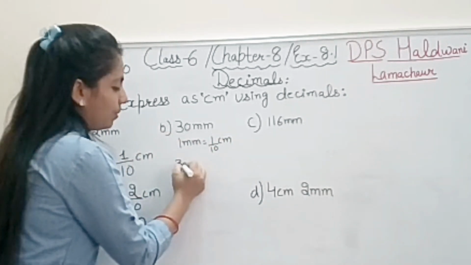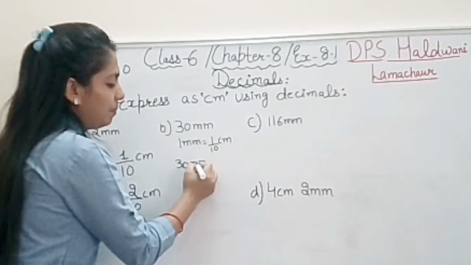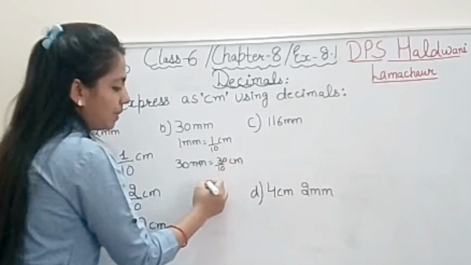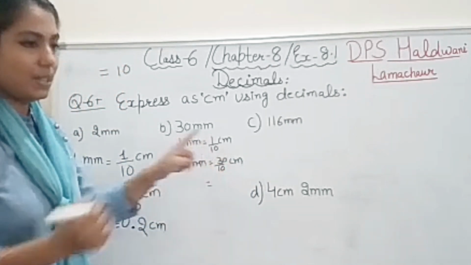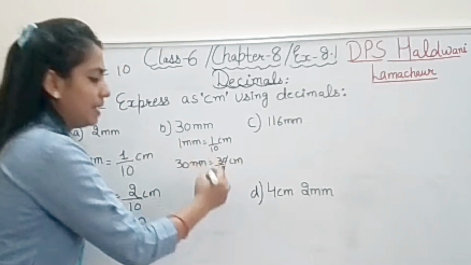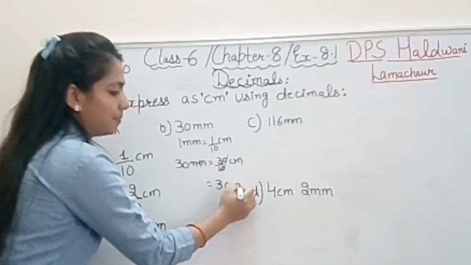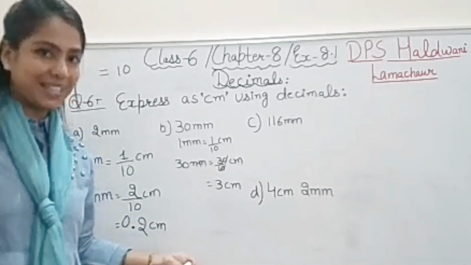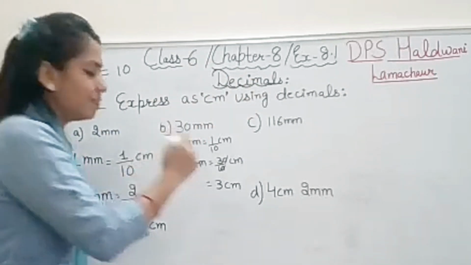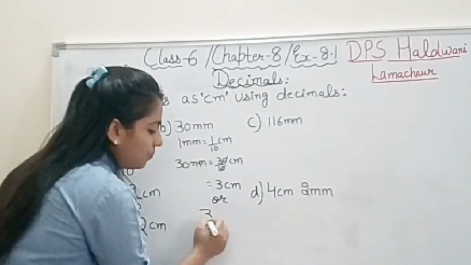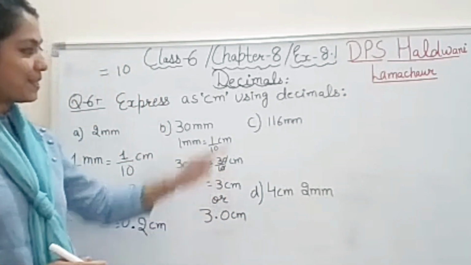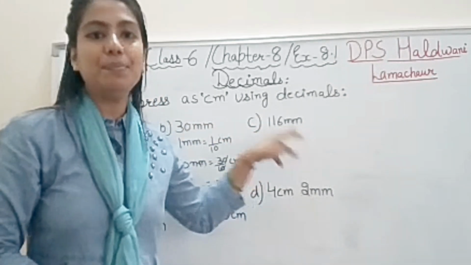The formula is this. We have to convert 30 millimeter into centimeter. As you can see, student, 0 and 0 cancel. It means the answer is 3 centimeter or 3.0 centimeter. If the question is in decimals, you have to write it down, so you write 3.0 centimeter. Right? Now C part, again 116 millimeter.